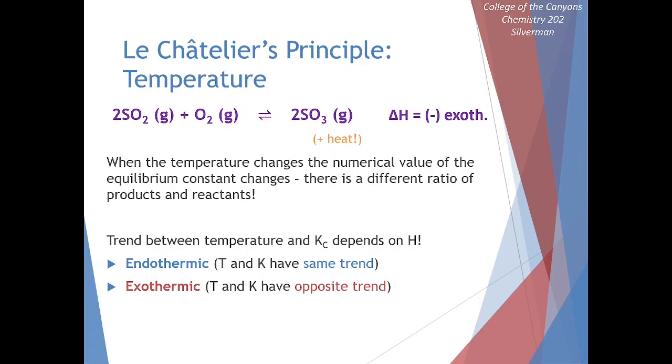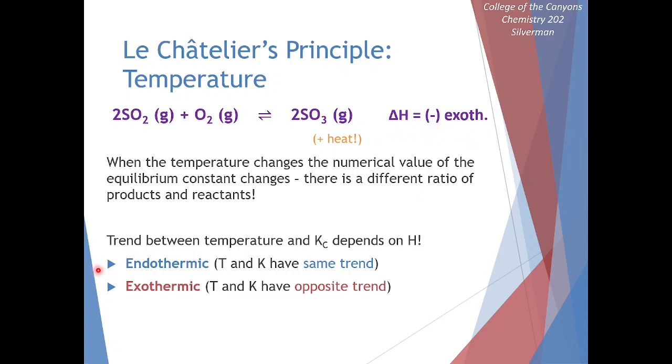One last disturbance that we can consider when we are thinking about Le Chatelier's principle is temperature. When we change the temperature, we are going to actually change the value of our equilibrium constant. At different temperatures, our equilibrium constant does have a different value. As it turns out, there's a different pattern for how our equilibrium constant changes depending on the value of our enthalpy of the reaction.